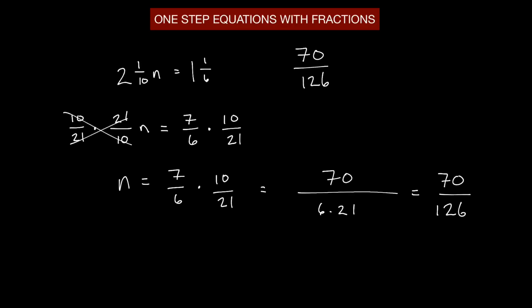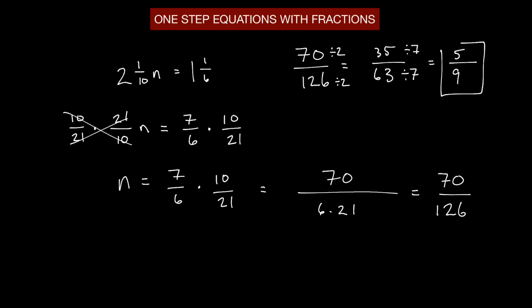Okay, let's see. We could divide top and bottom by 2. So dividing by 2, we get 35 over 63. Okay, looks like we could divide top and bottom now by 7. So 35 divided by 7, 63 divided by 7. So we're going to say that equals 5 over 9. And there's our answer, 5/9.